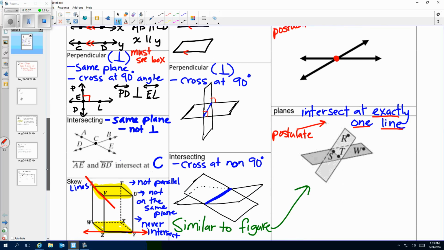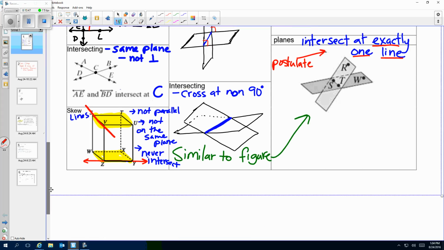You can have planes that intersect at 90 degrees, and that means they're perpendicular, so you still would need to see a box. So it's either with a symbol or with words, right? And then you can have planes intersect at non-90 degrees, okay? And so if you didn't draw that, you can use this figure over here.